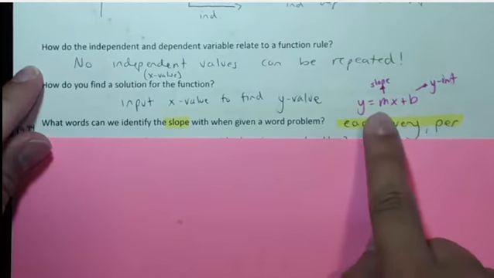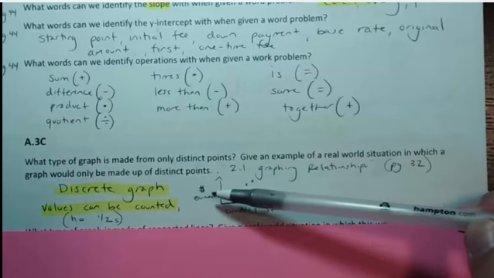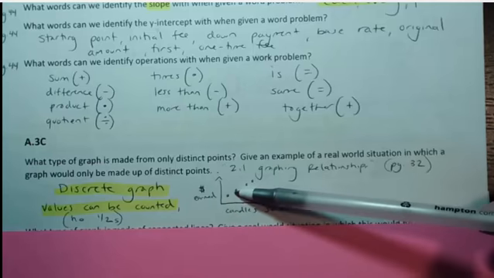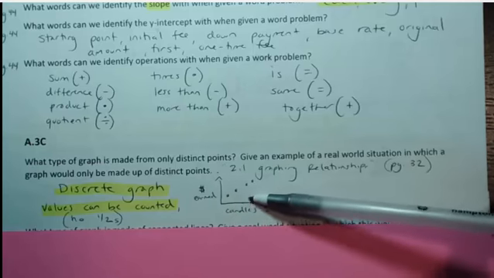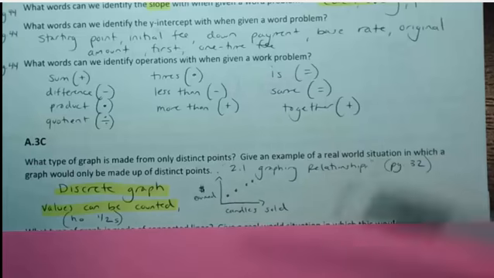Okay, the next TEK talks about our discrete and continuous graph. So what type of graph is made from only distinct points? Okay, this comes from 2-1 graphing relationships. My page 32, that's a discrete graph. Remember, it looks like a scatter plot when there's just points. Okay, these values can be counted. So the one we used in our notes was, if I sold 1 candle, I earned $5. 2 candles is 10. I can't have a half of a candle. I can't sell a half. So this is when there's no halves, there's no quarters.